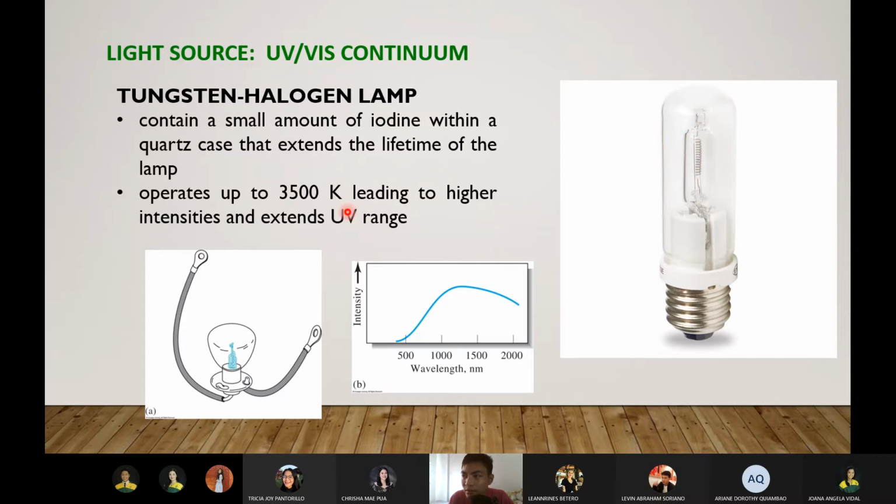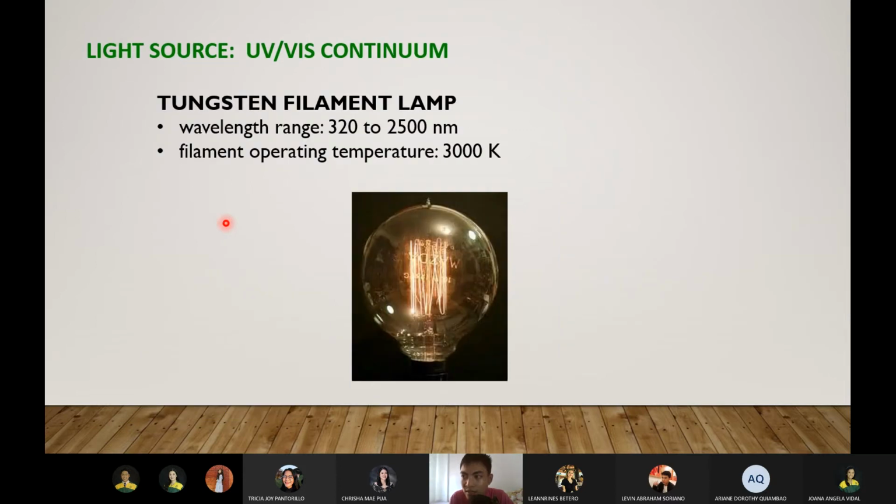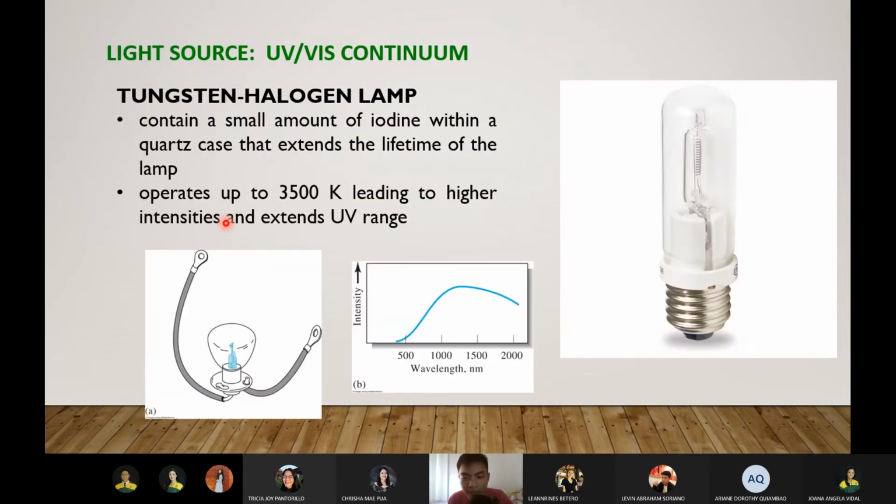And also, the addition of iodine increased the operating temperature of the material from 3,000 Kelvin, now it is 3,500 Kelvin. And we know that at higher temperature, the brighter the color will be, no? That's why this is better. Okay. So this is what is used in UV-vis then. Okay.